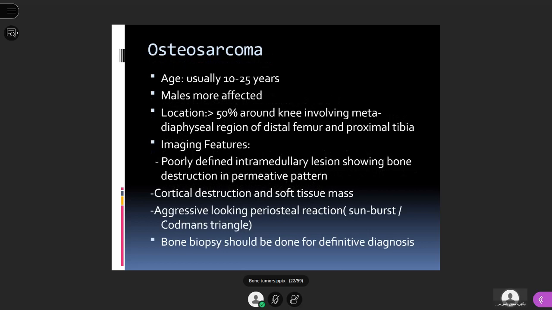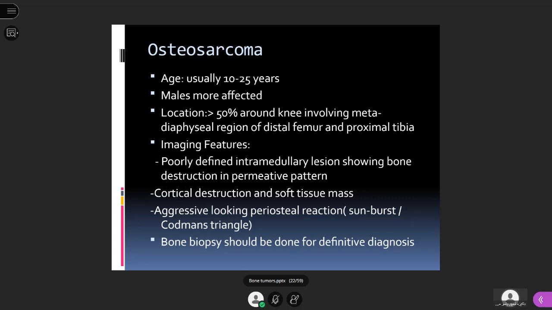Okay, next comes osteosarcoma. It is very important. Osteosarcoma, the age is usually from 10 to 25 years. Males are more affected. Location is more commonly around the knee joint, involving the metadiaphyseal regions of the distal femur and proximal tibia. Poorly defined lesion which is showing bone destruction, cortical destruction, soft tissue mass, and aggressive periosteal reaction, which can be sunburst or Codman's triangle. Bone biopsy should be done for definitive diagnosis.